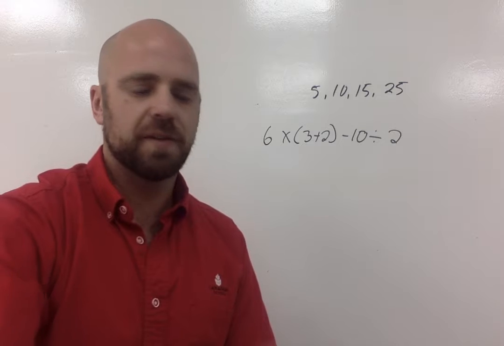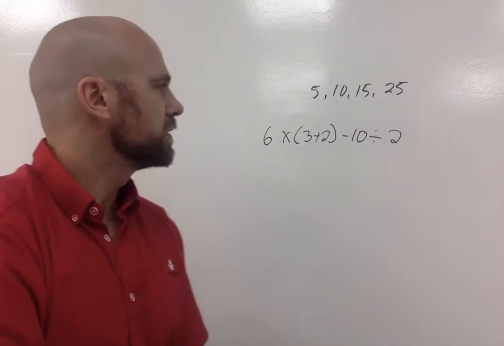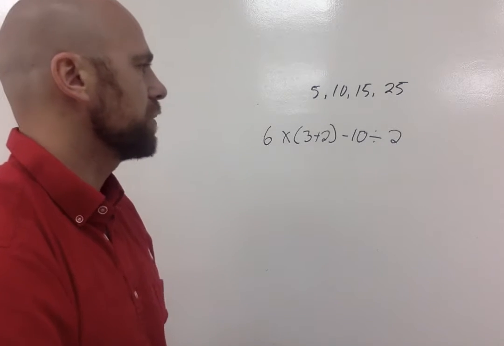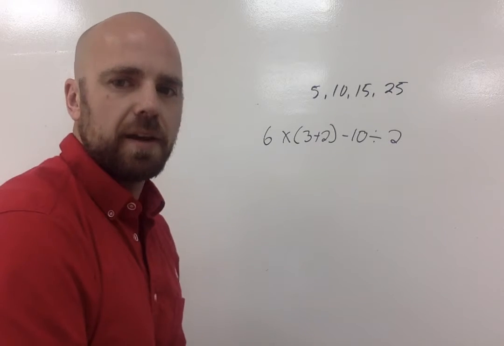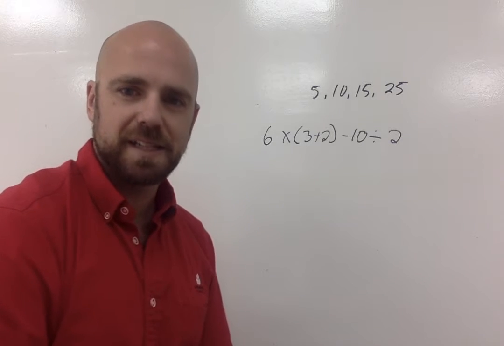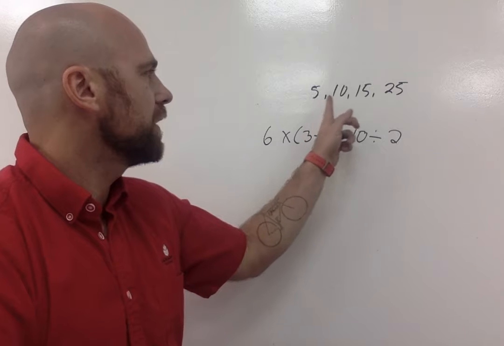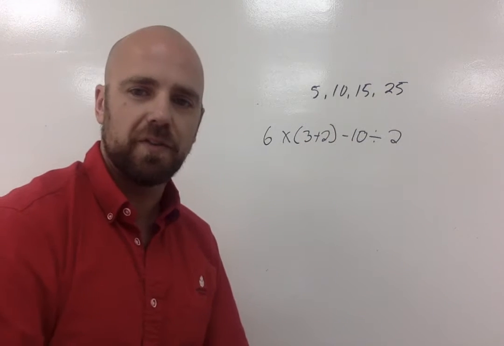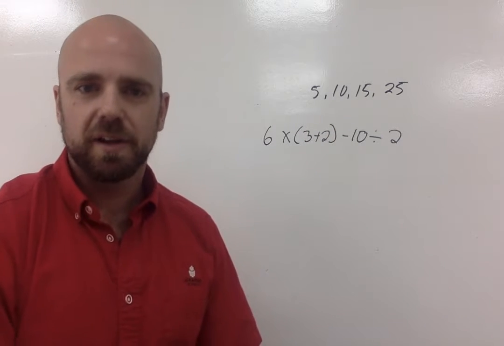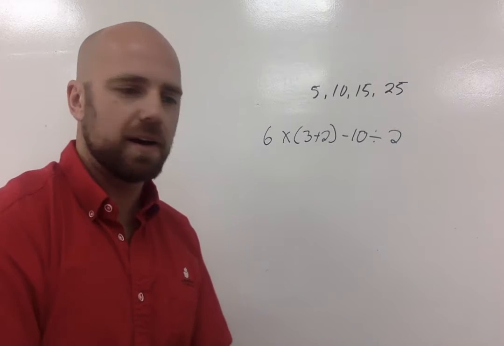If you want to pause the video and try out this question. It's 6 times, and then in brackets, 3 plus 2, end bracket, minus 10 divided by 2. One of the answers is either 5, 10, 15, or 25. If you want to pause, try it out, and then we're going to come back right away.